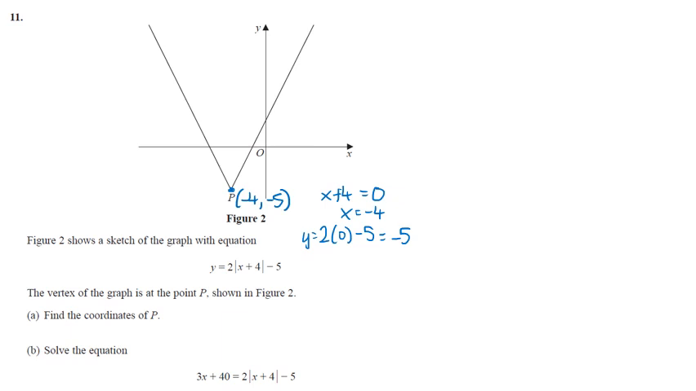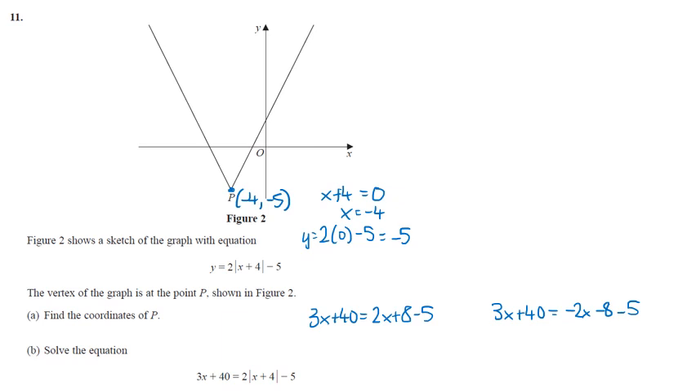Solve this equation. Okay, so the easiest way to solve an equation like this is just to write down 2 equations with the modulus bars removed and either a plus or a minus put in front of it. So we get 3x + 40 = 2x + 8 - 5, or 3x + 40 = -2x - 8 - 5.